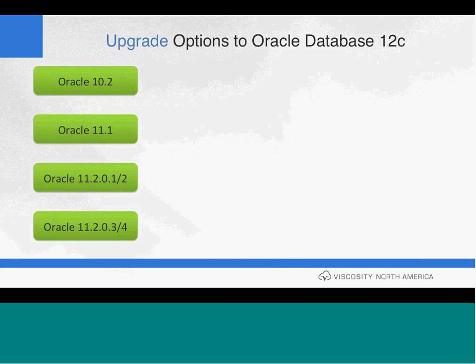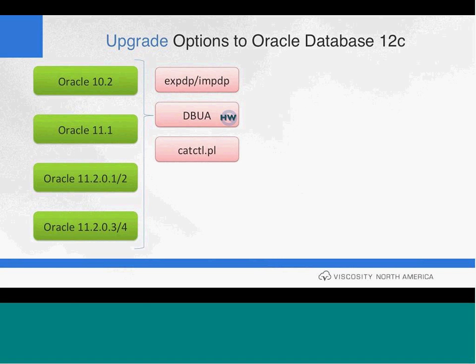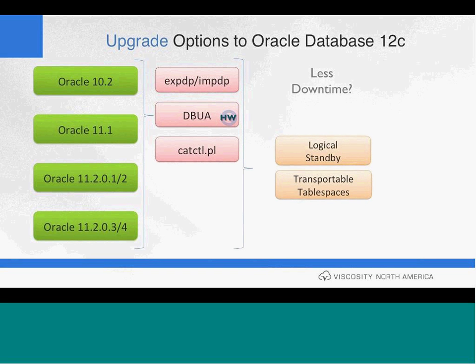Versions 10.2 to 11.2.0.3 or 11.2.0.4, what I call the more contemporary versions of Oracle, have more upgrade options: Data Pump, export import, DBUA, and the little sign there indicates that it really is an in-place upgrade, right? We'll talk about CTL, which is a new method of doing an upgrade. So again, if you have limited downtime requirements, physical standby and transportable tablespaces are also viable options, but you have to be at least on these contemporary versions to do that.